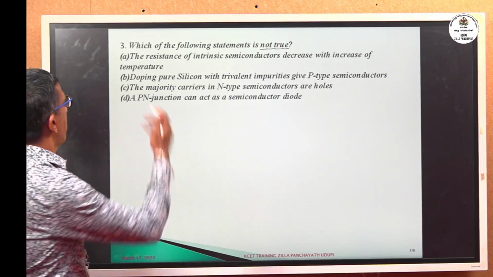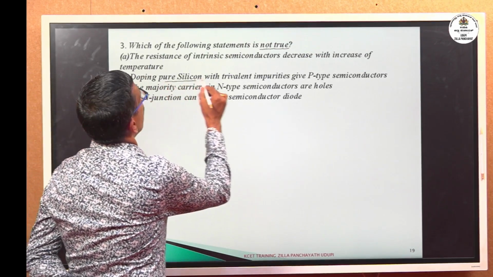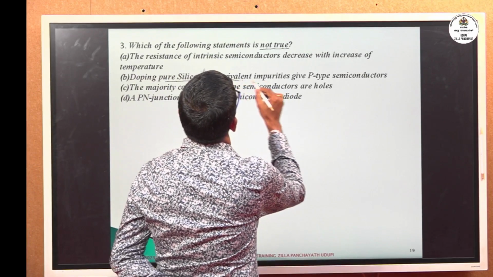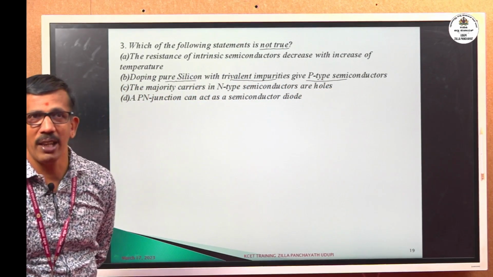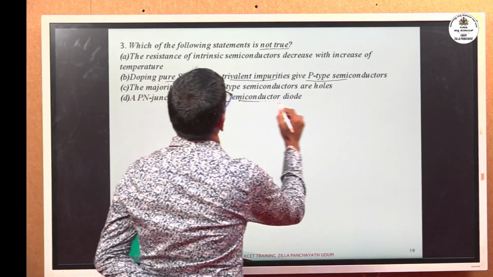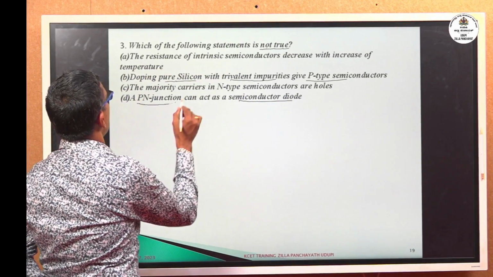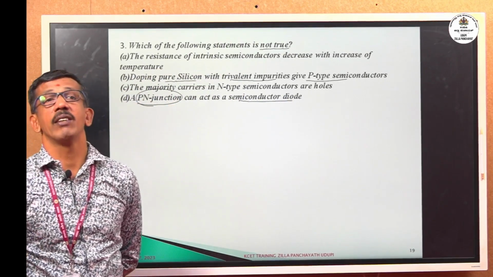Thus, the statement is true. Doping of pure silicon with trivalent impurities gives p-type semiconductor. The second statement given is also true. A PN junction can act as a semiconductor diode, or the other name of PN junction itself is semiconductor diode. So, the fourth option is also right.